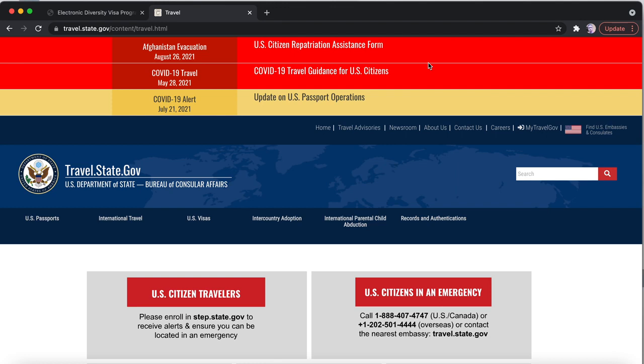Everything is free. You only have to pay some cash when you are applying for the visa and when you are doing the medical checkup. Those are the things that you will be doing after you are selected. But prior to the selection, you are not going to pay anything.